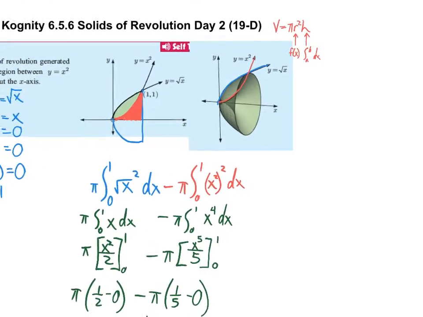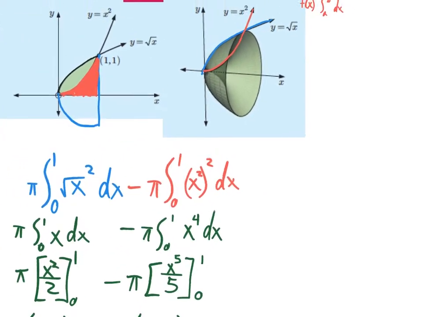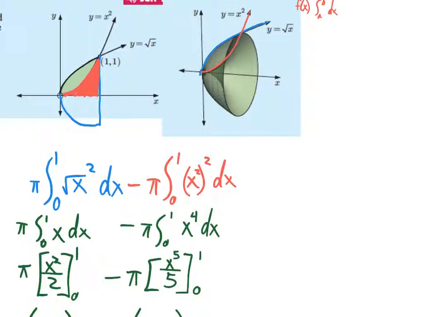Now, let's look a little bit more closely at what we did here, and let's generalize this a little bit for a formula. If I look at this, I did pi times the integral from a to b of the top squared, or we could say the upper function squared, minus pi times the integral from a to b of the lower function squared.